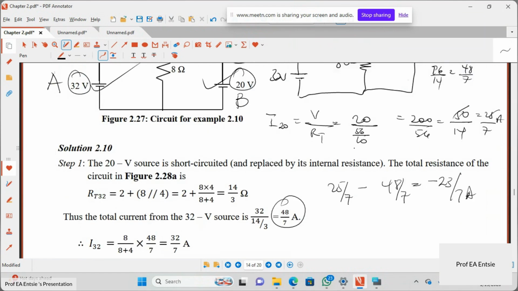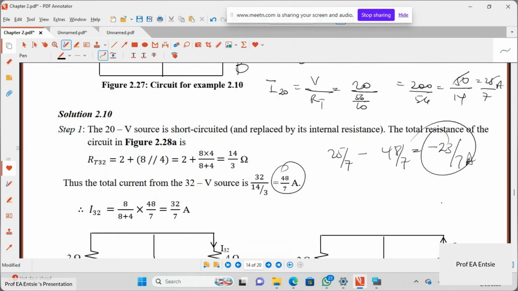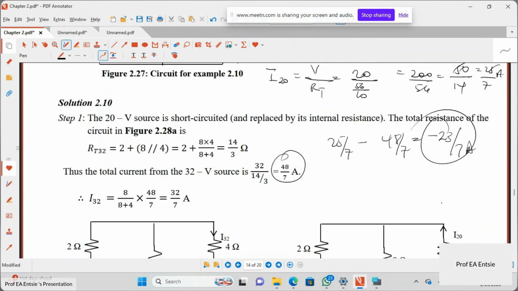That's why you need to follow the lecture video. So this minus this should give you this. So that's the answer for the current produced by the battery B. If you want current produced by battery A, it will be the I32, because that was the battery A's voltage source, minus I20. So in that case, it will be 48 over 7 minus 25 over 7. And you know this is not commutative. So the answer you get is minus of that. So 23 over 7 minus of that.